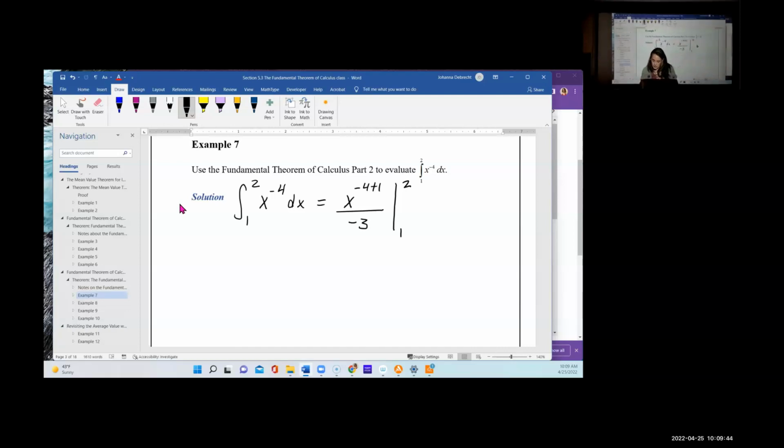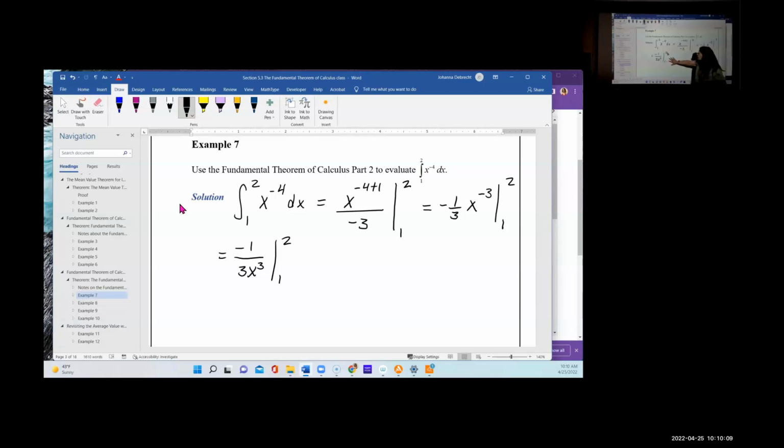The next thing I'm going to do is rewrite it in a slightly more useful form, negative 1 times x to the negative 3 between 1 and 2, which I'm now going to write as negative 1 over 3x cubed between 1 and 2. Does everybody agree that these are equivalent?